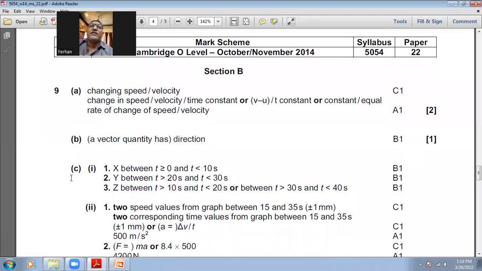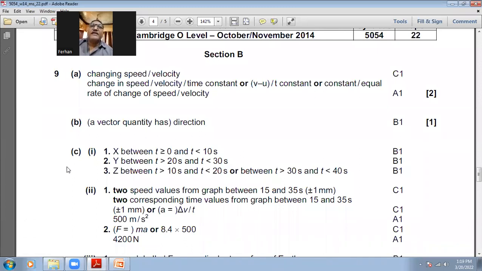So let's open the marking scheme. So here is the marking scheme showing up on your screen.